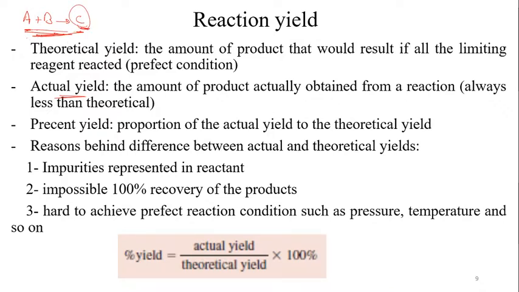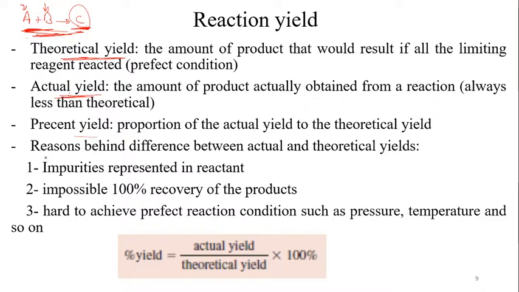It always has to be less than theoretical, because theoretical is for optimum conditions, while actual yield means that sometimes I start with material that is not completely pure. So if I start with materials that are not completely pure, that would affect my actual yield. The percent yield would be the proportion between the actual yield and my theoretical yield.